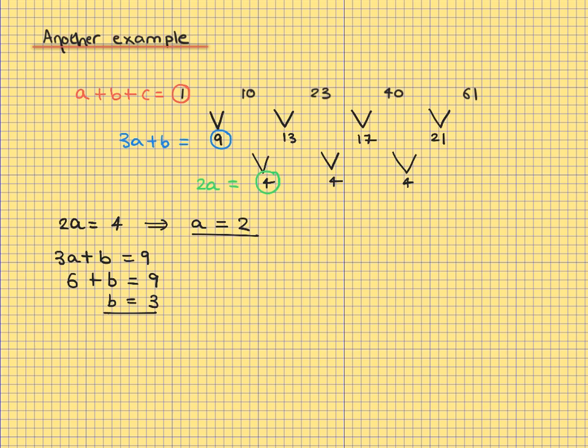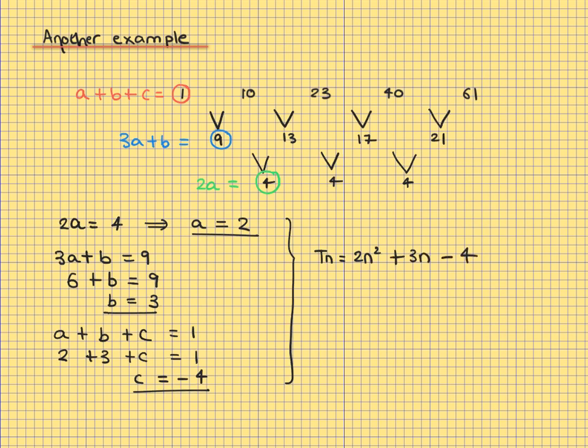And then I have a third result, which is a plus b plus c is equal to 1 up at the top in red. So a is 2, b is 3, plus c must equal 1. And this is super simple to solve. c is equal to negative 4. So I can tie together all of these pieces of information, which give me my final result that the nth term is equal to 2n squared plus 3n minus 4.